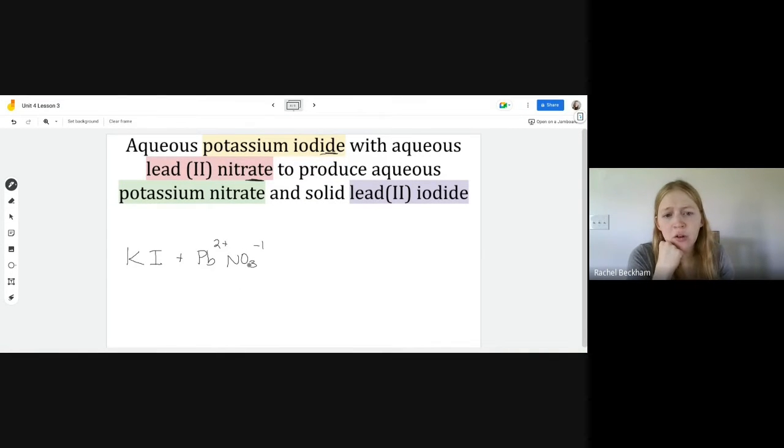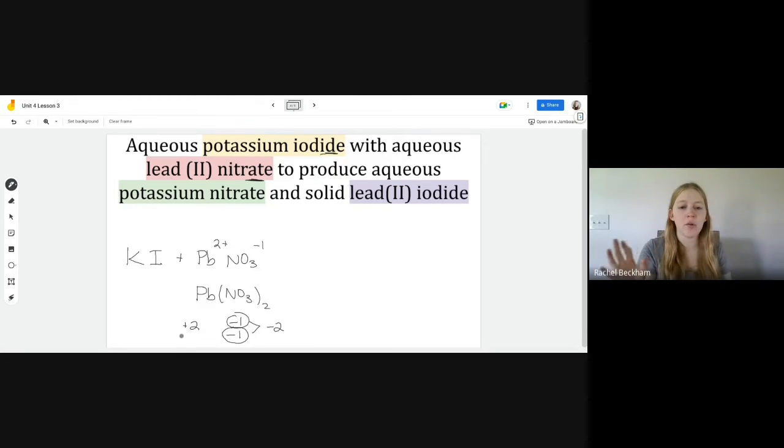So these charges need to cross over. They don't cancel out, right? It's not like +2 and -2, or +1 and -1 like before. So what it's going to be is Pb(NO3)2. Because if I have 2 NO3s, then on the left-hand side there would be 2 -1 charges, right? And that would add up to be -2. So if I have 2 sets of NO3, then I would have a -2 charge overall, which would cancel out with my +2 charge.